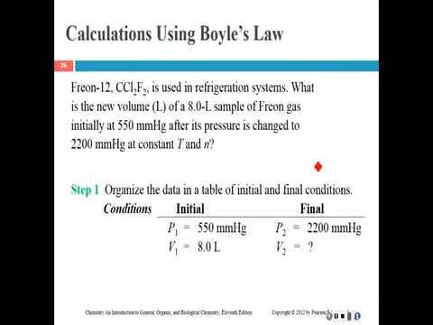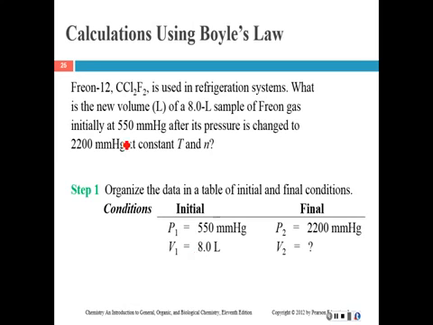So let's try the first problem. Here we have Freon. This is a refrigerant. It's a liquid in part of the refrigerator and turns into a gas in the freezer. They ask, what is the new volume of an 8-liter sample of Freon gas, so we're looking for volume, if the Freon gas was initially at 550 millimeters of mercury, after its pressure changed to 220 millimeters at constant temperature and moles. Reading this, it can be hard to figure out what they really give me, so I'm going to make up a little table and list things, labeling them P1, V1, P2, V2.